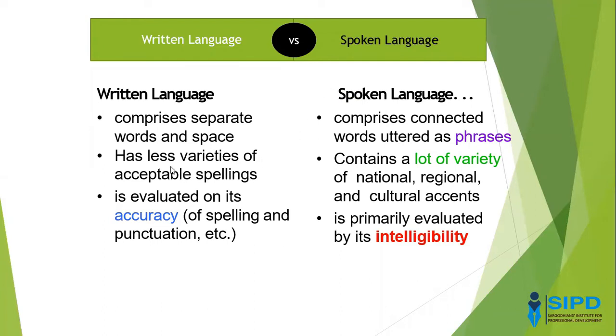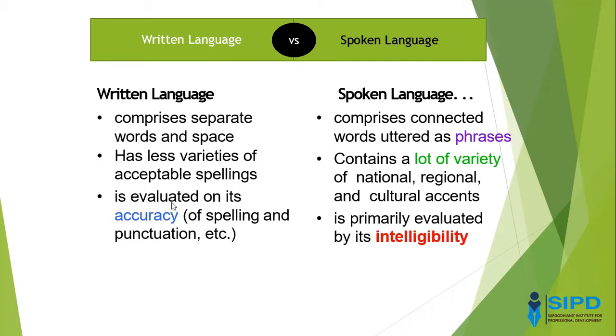So second point, written language has fewer varieties of acceptable spellings. For example, I use the word color, and I spelled it C-O-L-O-R. In British English, it is spelled C-O-L-O-U-R. So there isn't a lot of variety in spellings, but when you talk about accents and pronunciation, there is a lot of variety of national, regional, and cultural accents. So that's another difference between spoken and written language.